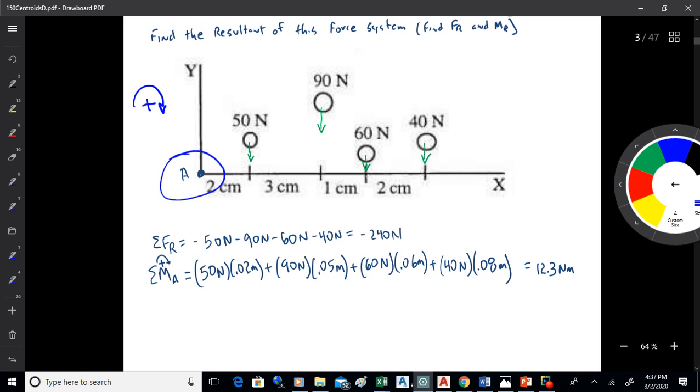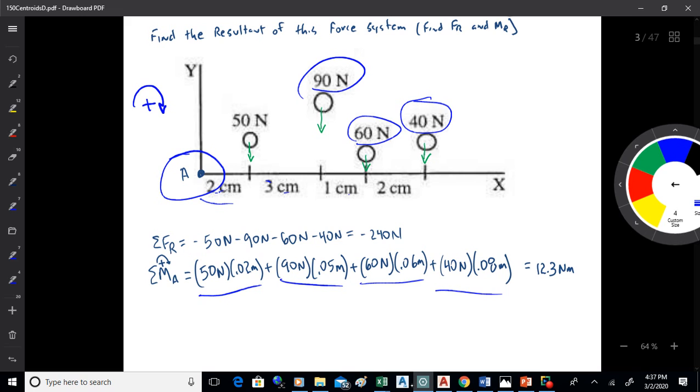All right, so the sum of moments will be 50 newtons times 0.02 meters, 90 newtons times 0.05 meters, 60 newtons times 0.06 meters, and 40 newtons times 0.08 meters. If I add up all those moments, I get 12.3 newton meters. Now that's clockwise. I'm using a funny sign convention here.